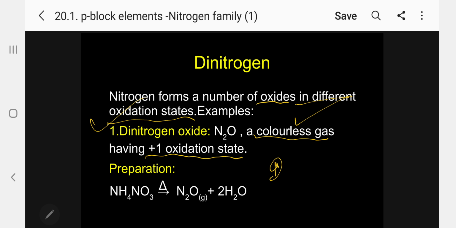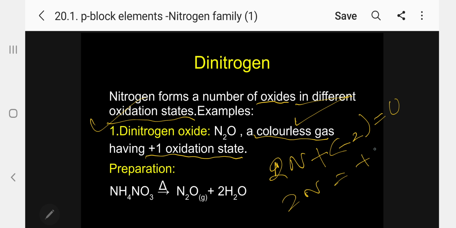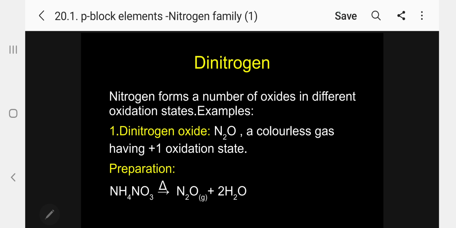N2 means 2N plus minus 2 for oxygen equals 0. That is, the total oxidation state of a neutral molecule is 0. So 2N equals plus 2, so N equals 2 by 2, that is equal to plus 1. Kindly follow, so this is the way we calculate. So dinitrogen oxide has oxidation state plus 1. How is it prepared? Simple: heat ammonium nitrate and you will get N2O and water.